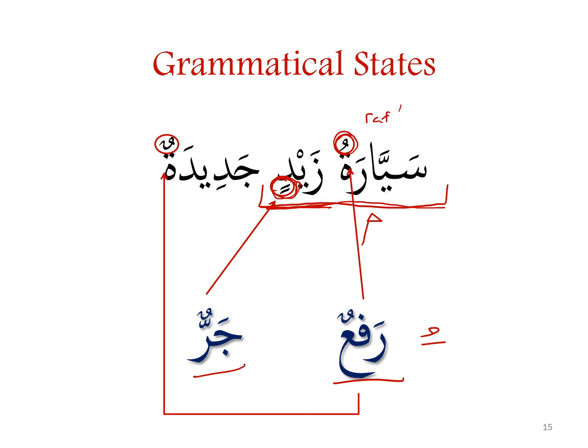So sayyaratu would be in the state of raf', zaydin would be in the state of jar, reflected by the haraka of their last letters. This entire phrase acts together as the mubtada. This one here, jadidatun, is the khabar. Now we also learned that the khabar is in the state of raf', just like the mubtada, which is why jadidatun ends with a dhamma, or dhammatain. So we can say jadidatun is also in the state of raf', just like sayyaratu was.